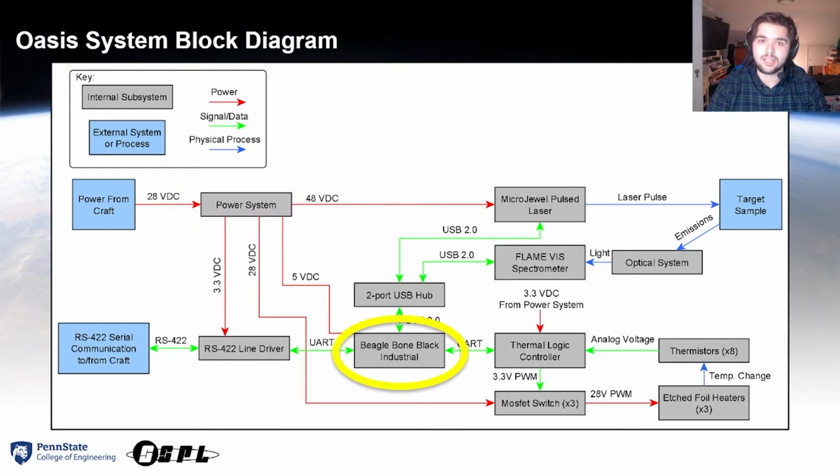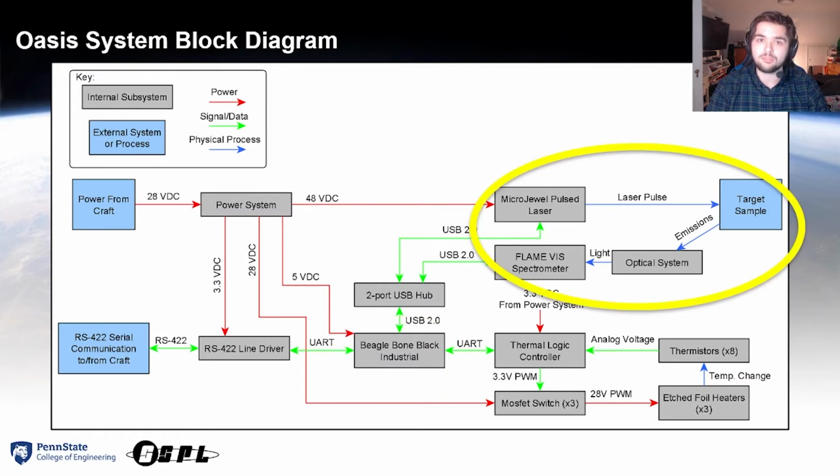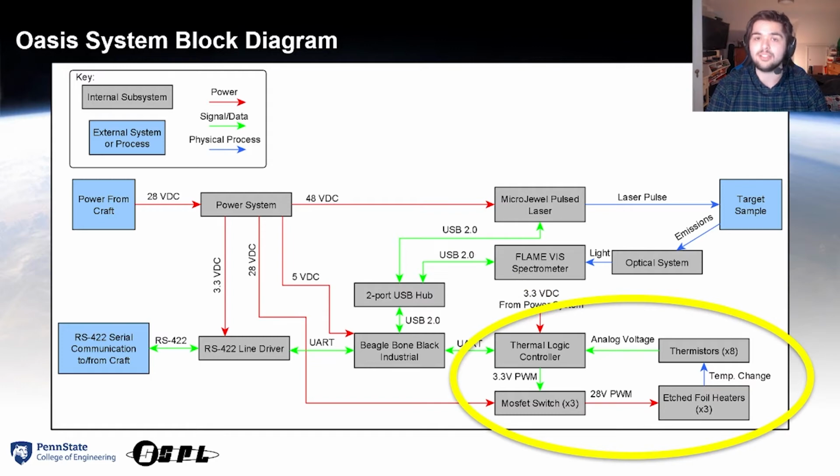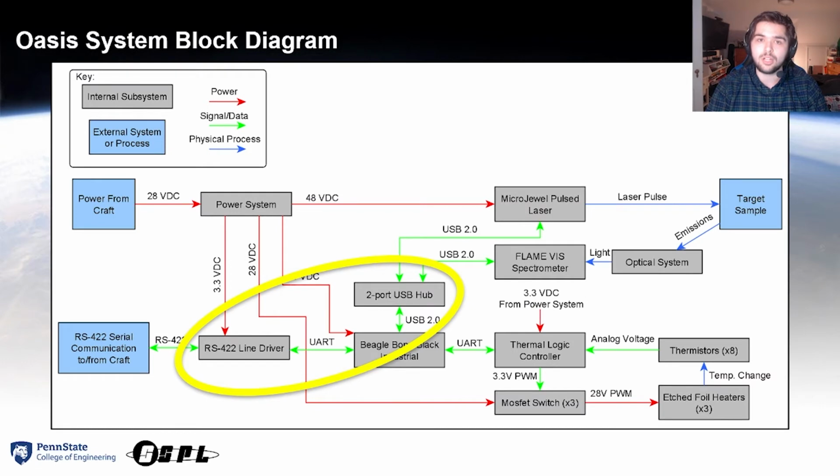Second, we have the BeagleBone Black Industrial flight computer, which controls the laser and spectrometer used for LIBS, and the thermal control system used to regulate the temperature of payload components. Lastly, an RS-422 line driver and 2-port USB hub allow the flight computer to communicate with the host craft and the instrumentation in the appropriate communication protocols respectively.